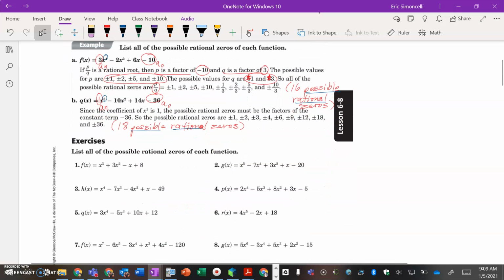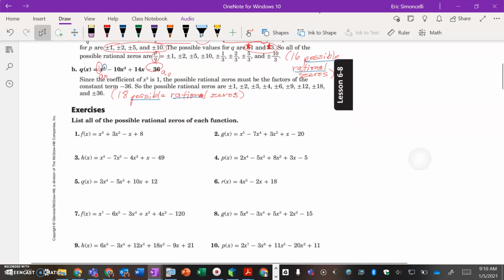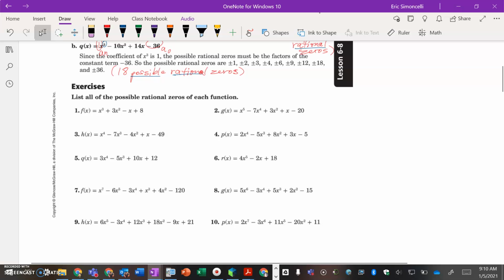So we're going to go ahead and move on. We'll take a look at a couple of these questions. I believe, if we take on number 1 here right off the bat, listing all of the possible rational zeros, we should be in good shape. So with respect to, yet again, just simply identifying your a sub n and your a sub 0.